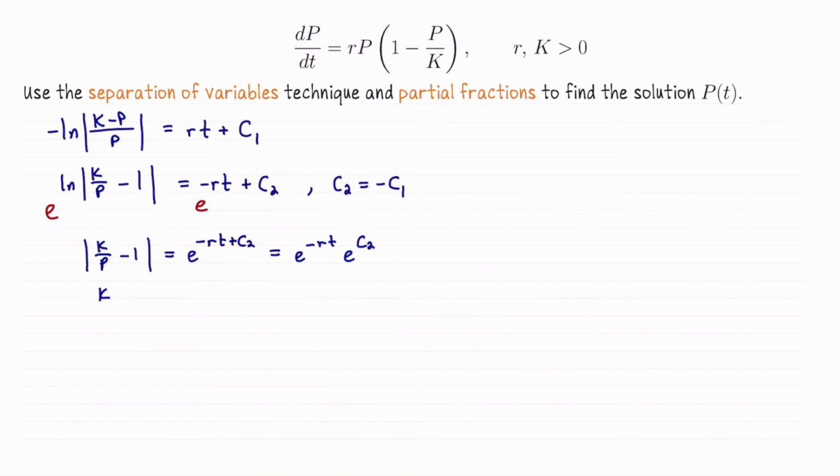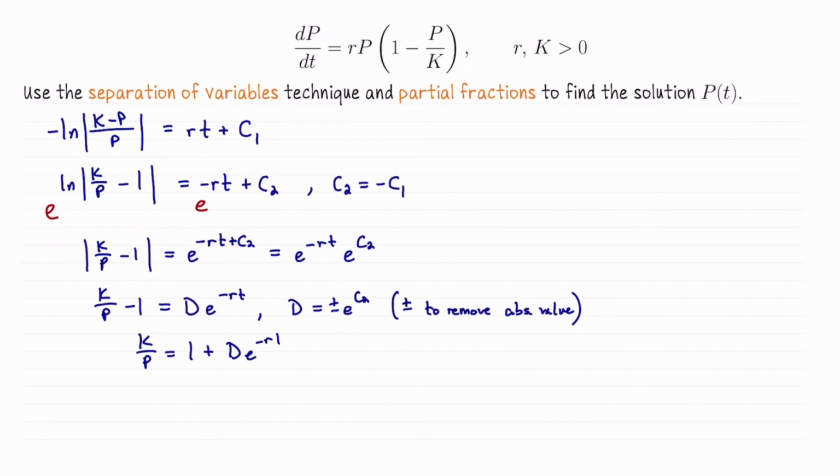So on the left, I'm going to write k divided by p minus 1, and on the right, d e to the negative rt, where here we note that d is plus or minus e to the c2, and the plus minus is to remove the absolute values. Continuing on, let's write this as k over p equals 1 plus d e to the negative rt. I can now isolate p. P is k divided by 1 plus d e to the negative rt.